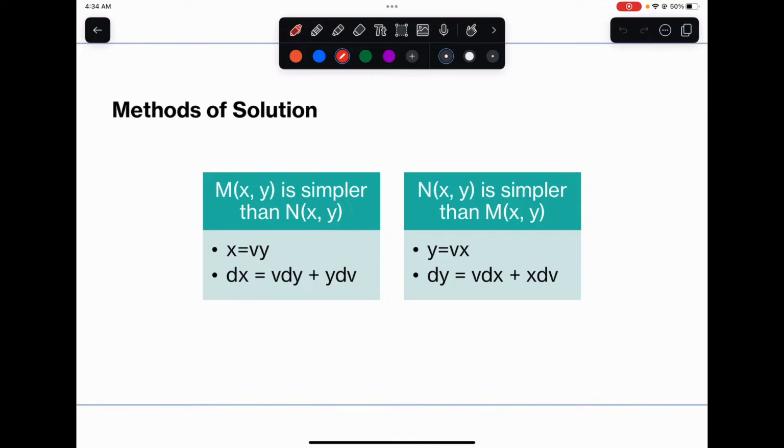However, if the N function is simpler, meaning it has a smaller number of terms as compared to the M function, then we let y equals vx, and of course dy will be equal to v dx plus x dv. So that's how we go with the methods of solution, or the substitution, that we're going to use for a homogeneous equation.